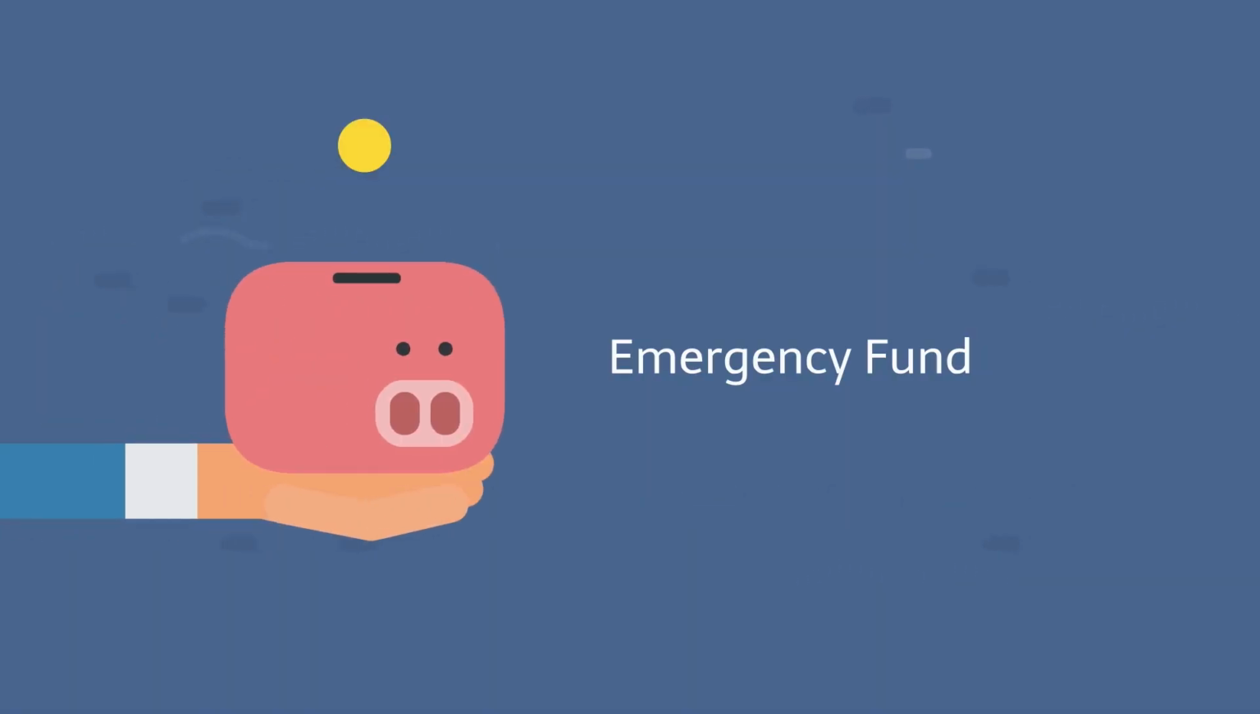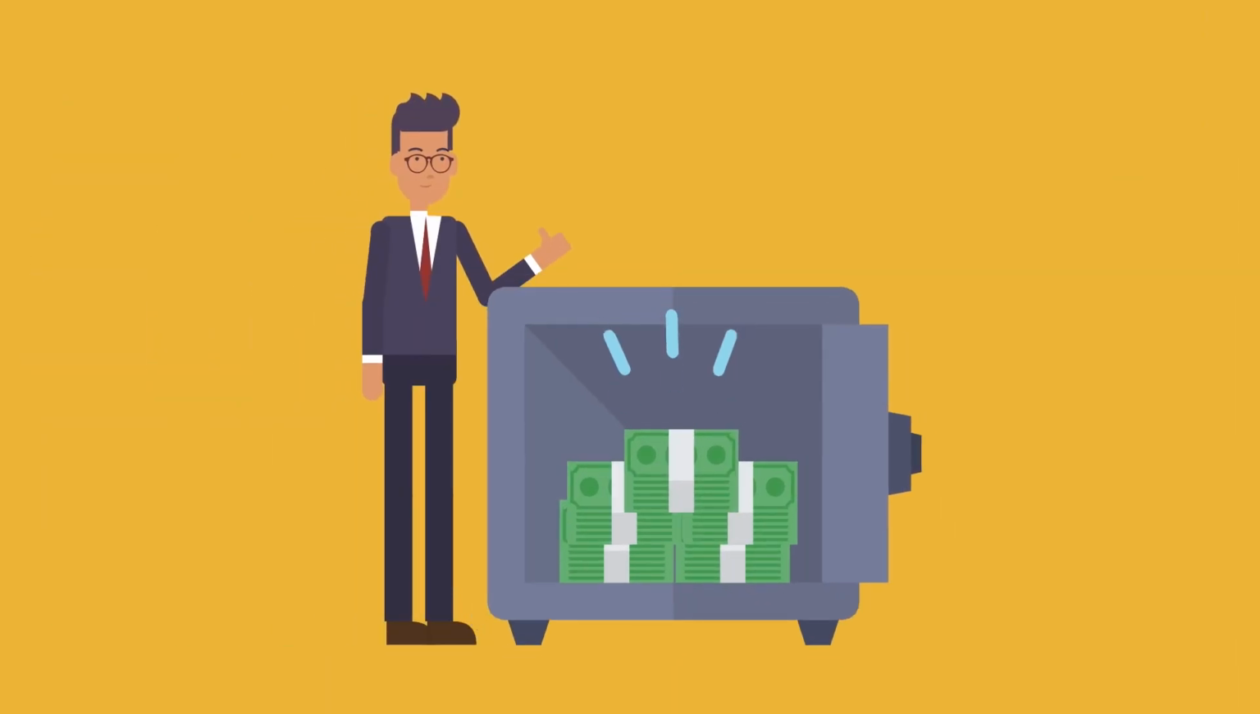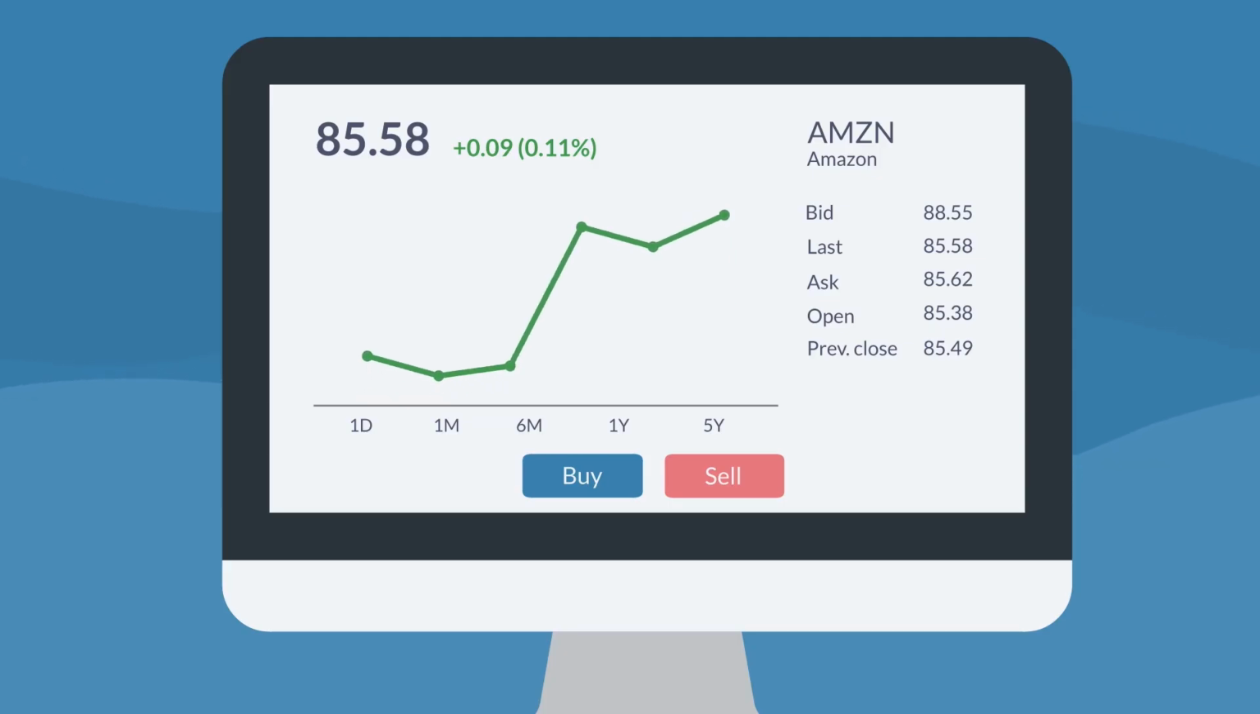Having an emergency fund, typically 3 to 6 months' worth of living expenses, is one way to ensure you have enough cash during unexpected financial storms. With a safety net of liquid assets, you can make long-term investments and avoid incurring losses caused by market volatility.